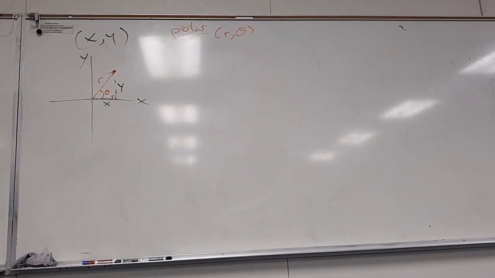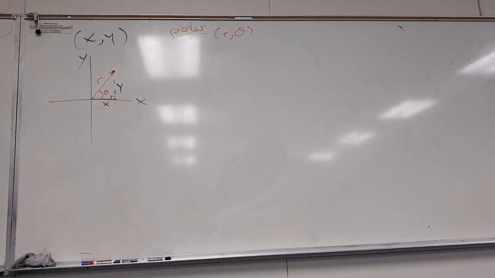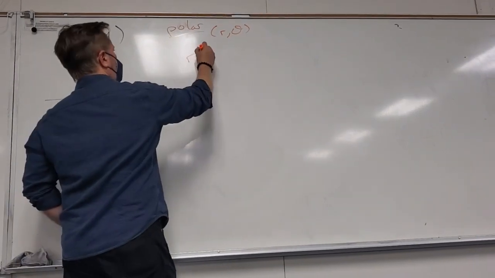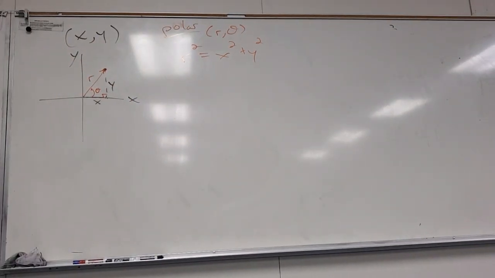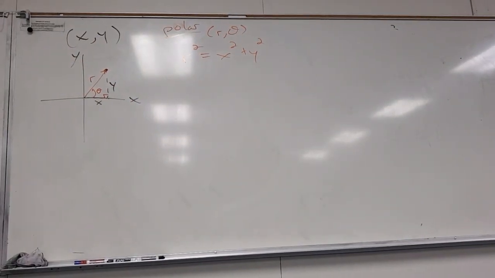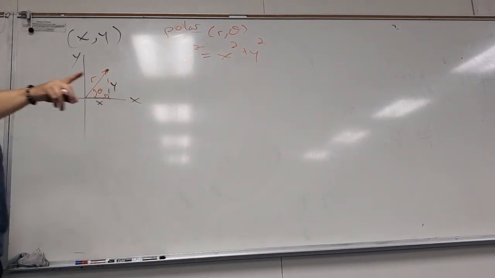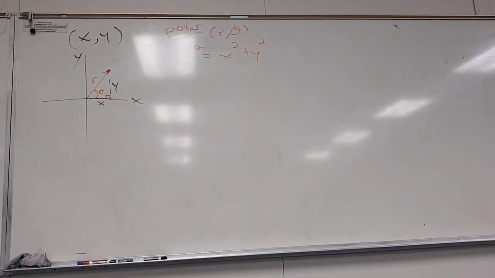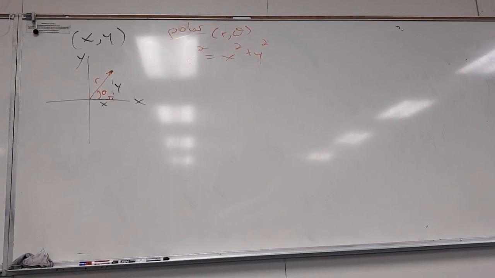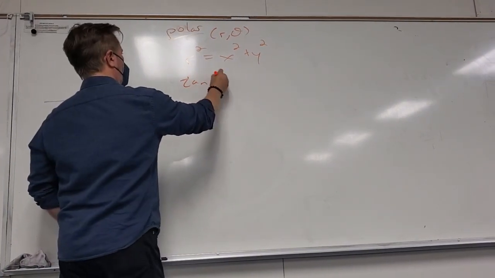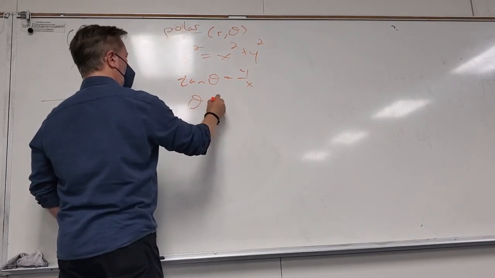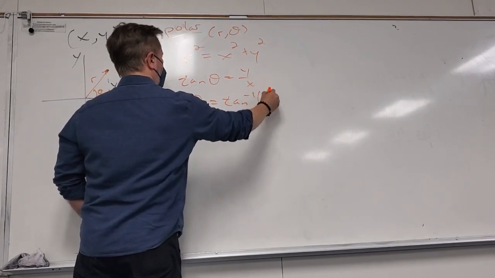Trig functions relate angles to side lengths. My question right now, I just care about the side length, right? I like it. So r squared is x squared plus y squared. Right? Okay. And then now come at me with something about the angle. How does the angle relate to x and y? What's the trig function that relates the angle to x and y? Tangent, y over x. Tangent theta. So theta is the inverse tangent of y over x.